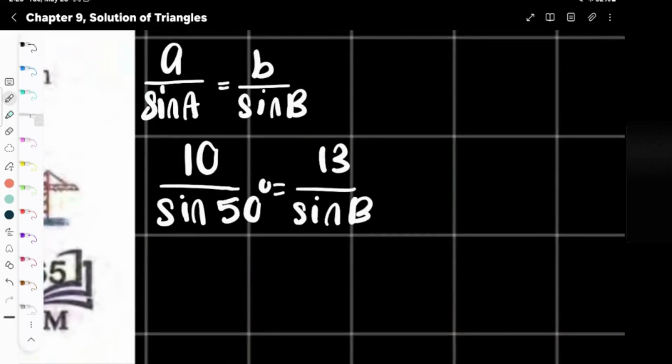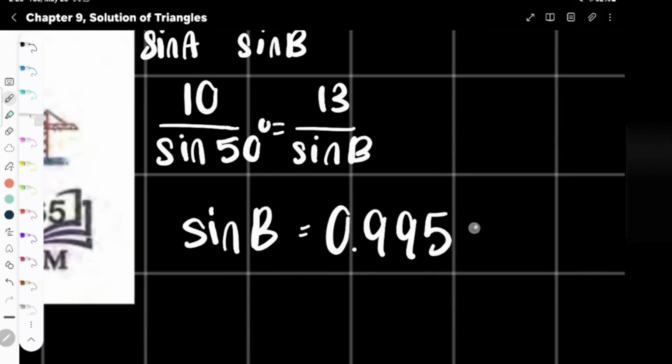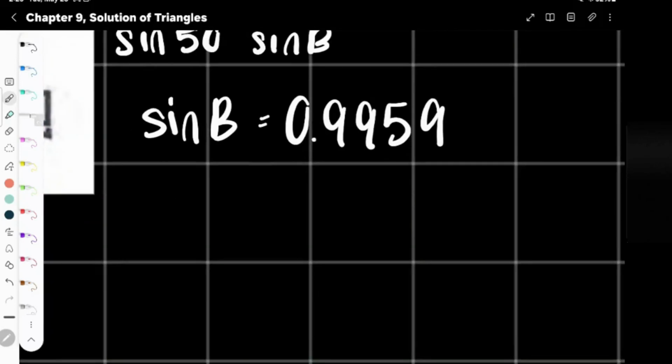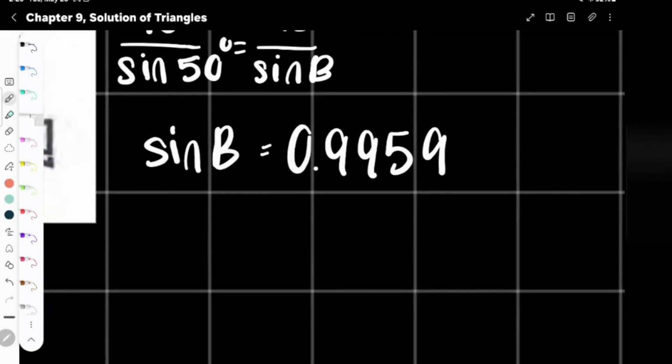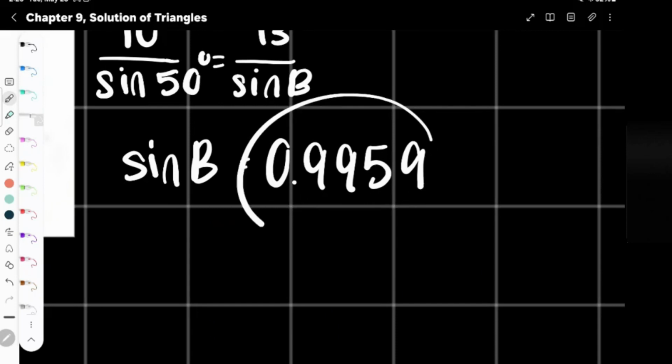So 10 divided by sine 50, and then times 13 divided by the answer. So you should get sine B is equal to 0.995859. For numbers, I prefer you use 4 decimal places. Only use 2 decimal places for the last answer. If it's not the last answer, don't use 2 decimal places.